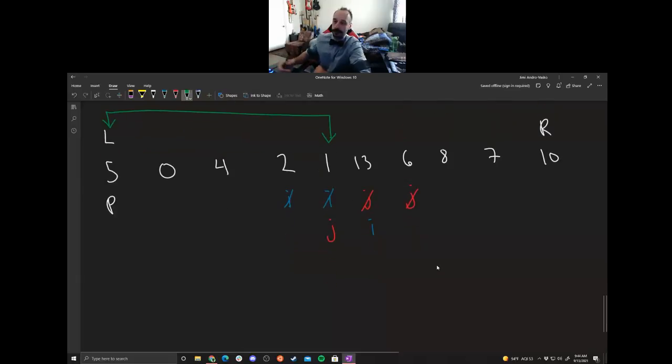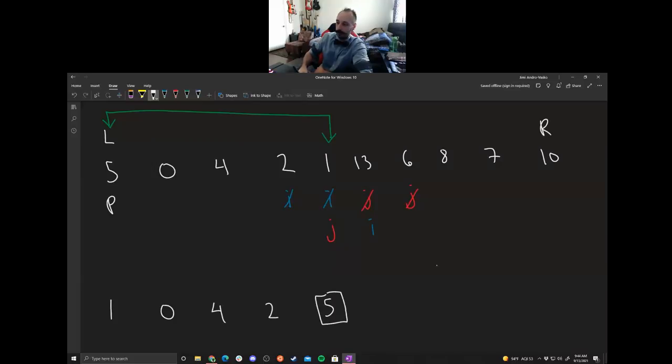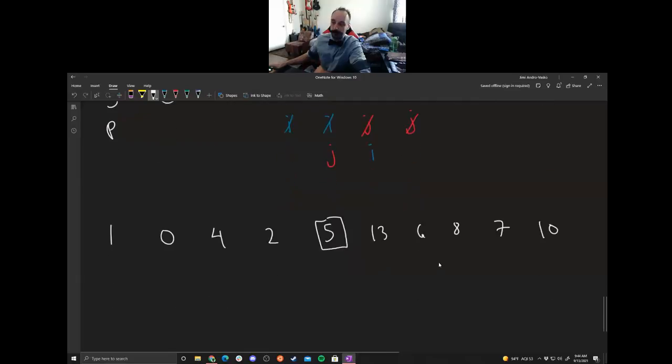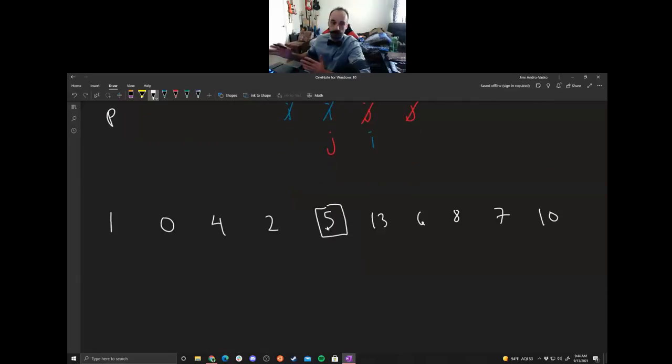And then let's represent this array. We're going to redraw this. We're going to have the 1 over here: 1, 0, 4, 2, and 5. And I'll box this in. 13, 6, 8, 7, and 10. And now 5 is in its correct position. So we're good there. Everything to the left of 5 is smaller, and everything to the right of 5 is larger. So now we can quicksort the two sides independently, and we will have one sorted array.